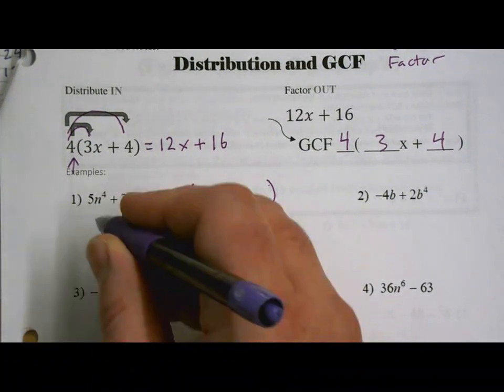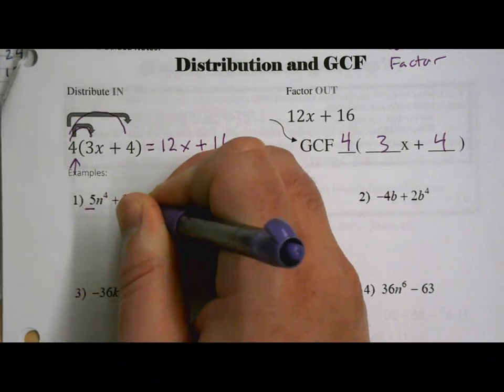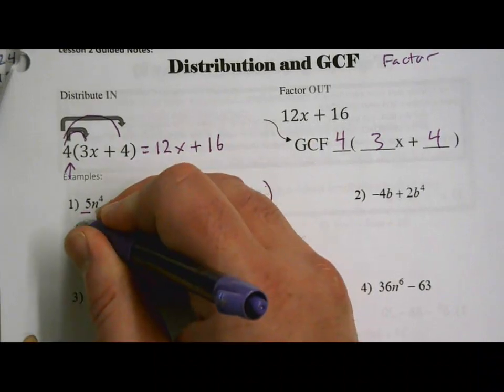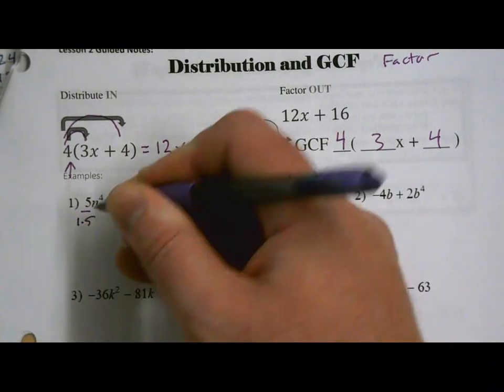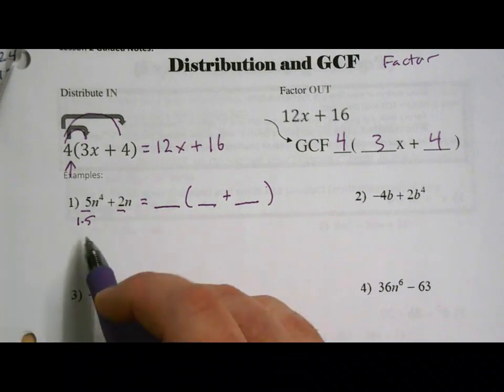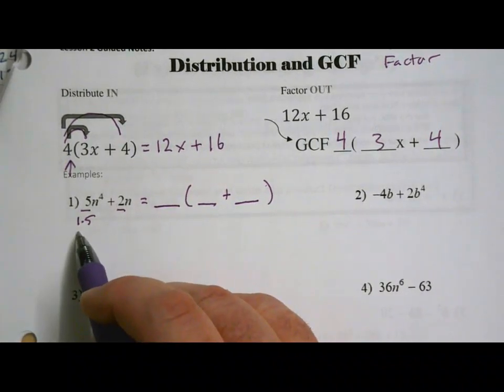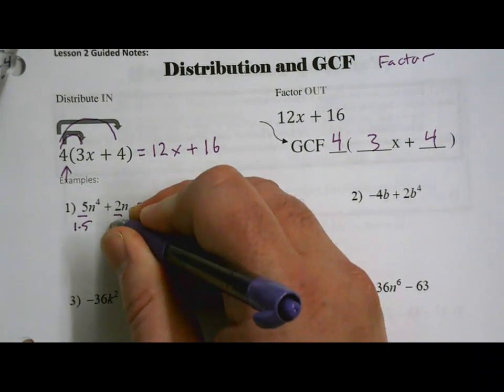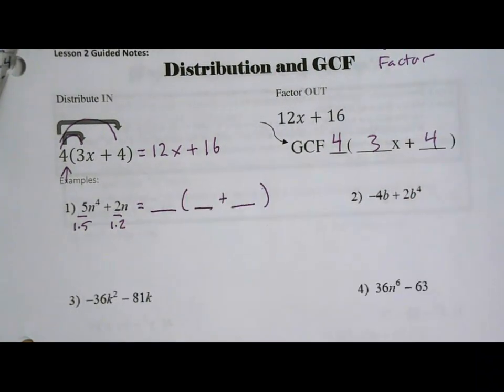So I'm going to look at this problem, and I'm going to look at this 5 and this 2, and I'm going to write factor pairs for 5 and 2. So write me some factor pairs for 5. We'll start with 1. 1 times 5. Does 2 go into 5? No. Does 3 go into 5? No. Does 4 go into 5? No. 5 goes in, but it's a repeat, so that's it. That's our only factor pair. How about a factor pair for 2? 1 times 2. Anything else?